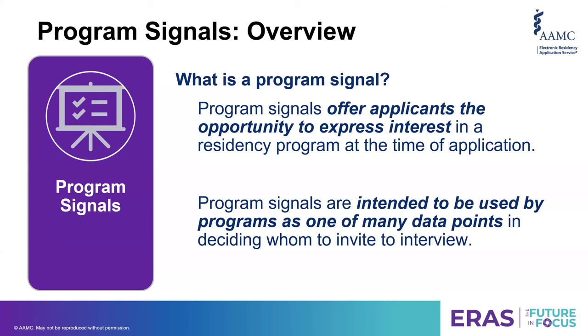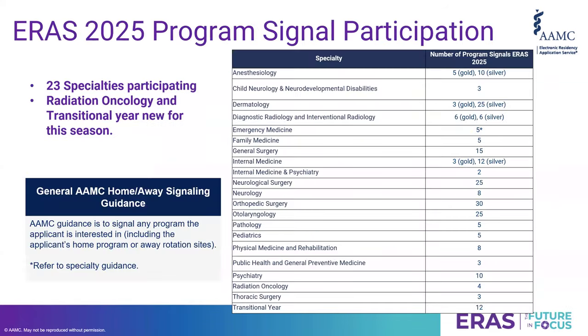And for each of those specialties that you apply to, there's an allotted number or type of signal that you may have. And so currently for this season, and this may change in the future, of course, there are 23 specialties participating in program signals. Each of these specialties may have their own model, their own specific numbers, and their own guidance.